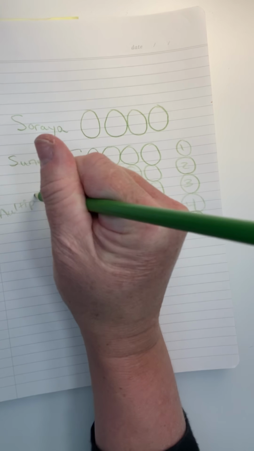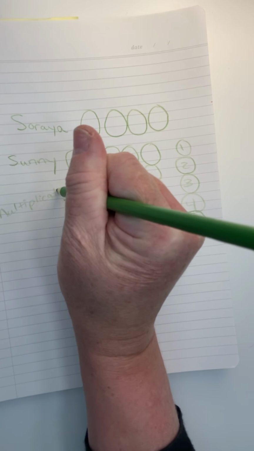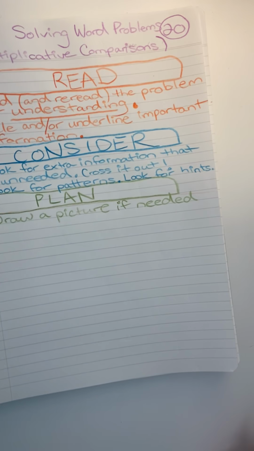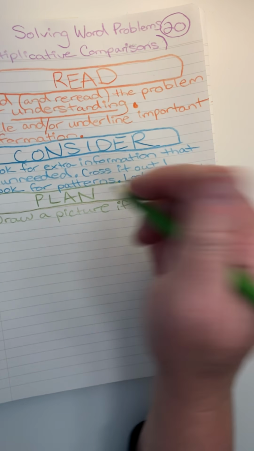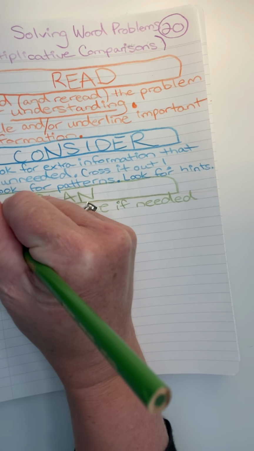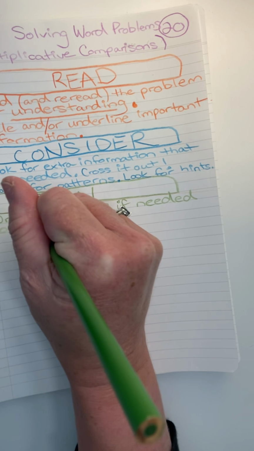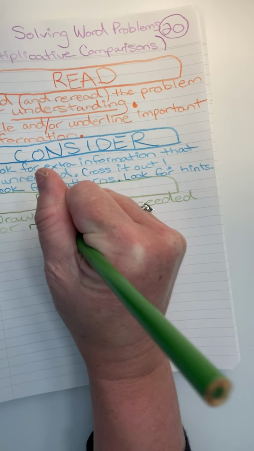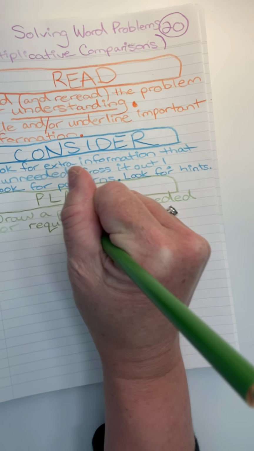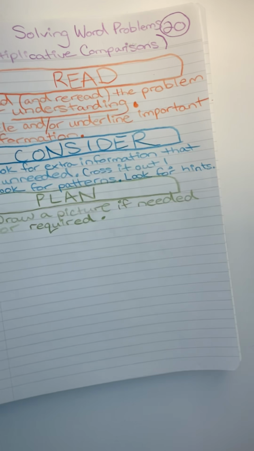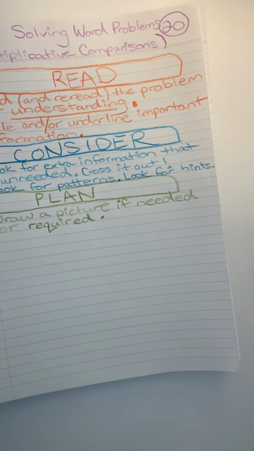So that's the operation that I'm going to use to solve this problem. Okay, back to our notes. Draw a picture if needed or required. So if the question is requiring you to draw a picture, you're going to need to do that. So even if you can solve the problem without drawing comparison bars, if the problem asks you to draw the comparison bars, then you're going to have to do that.